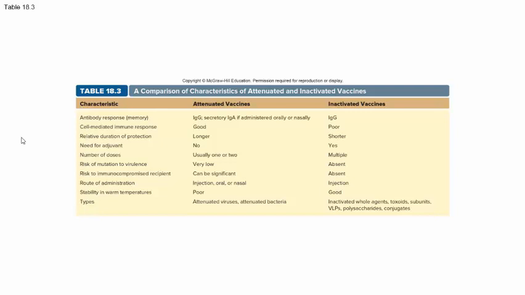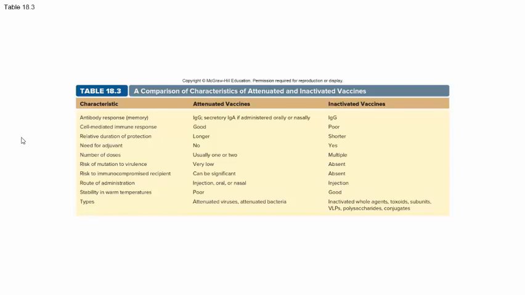Okay? The pros, well, 1 to 2 doses provide long-lasting immunity. The cons, not advised for pregnant women because the strain may cross the placenta. Many vaccines of this type require refrigeration. That means a cold chain for delivery and storage, which is difficult in developing nations.